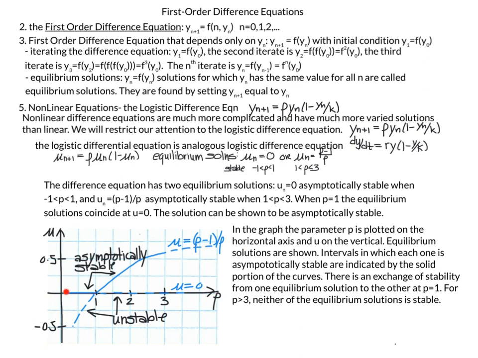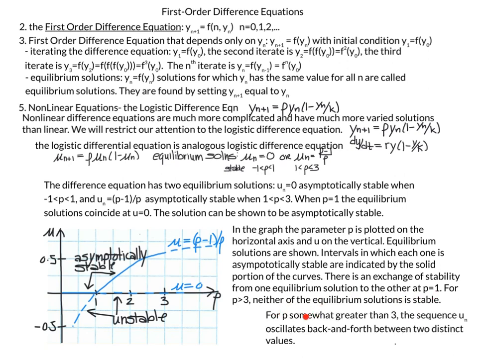Then here we have our graph of mu equals 0, and you can see when rho is less than 1, we have a stable solution. Once we hit 1, it becomes unstable, hence the dotted line, and it continues to be unstable after rho equals 3. So intervals in which each one is asymptotically stable are indicated by solid portions of the curve. I talked about that. There's an exchange of stability from one equilibrium solution to the other at rho equals 1, right here. That's where this solution becomes stable and this solution becomes unstable. And for rho greater than 3, neither equilibrium solution is stable.